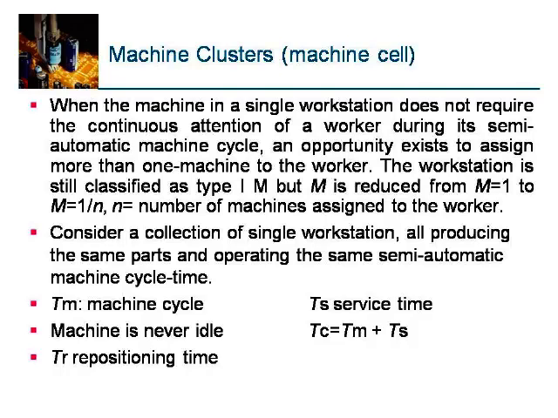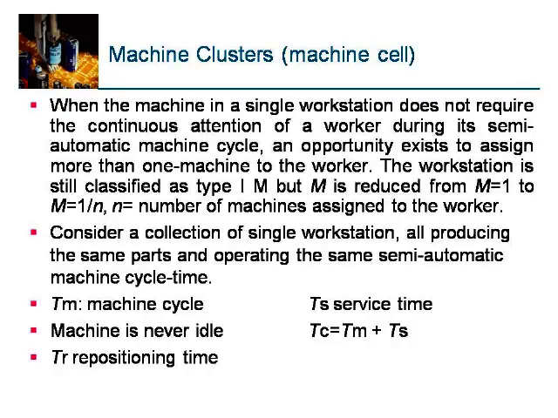When the machine is in a single station, it does not require the continuous attention of a worker. It's a semi-automatic machine cycle. An opportunity exists to assign more than one machine to the worker. The workstation is still classified as a type 1M, but m is reduced from m is equal to 1 to m is equal to 1 by n, where n is equal to number of machines assigned to the worker.